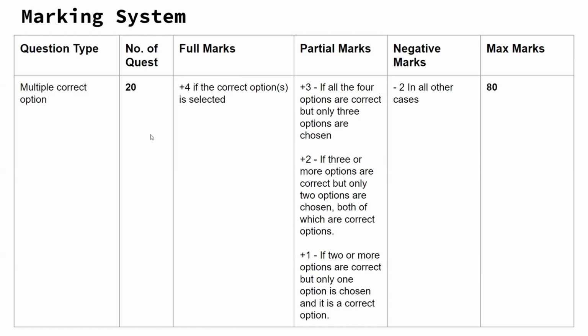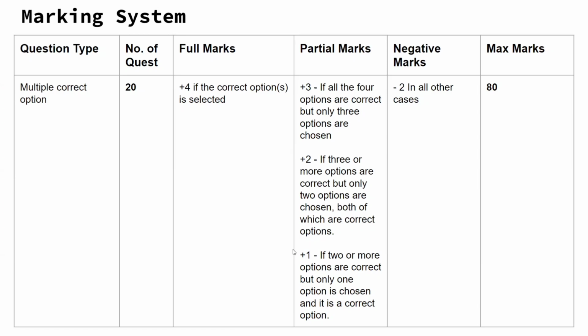And if there are 3 options correct and you have marked only 2 of them as correct, and you have left 1, then you will get plus 2. That is, if 3 or more options are correct, but only 2 options are chosen, both of which are correct options, then you will get plus 2 marks.